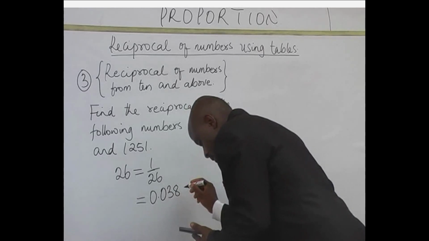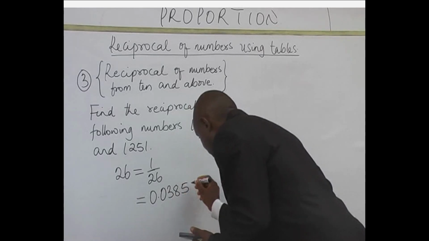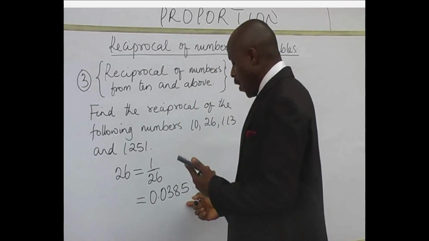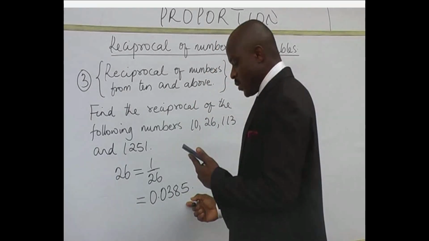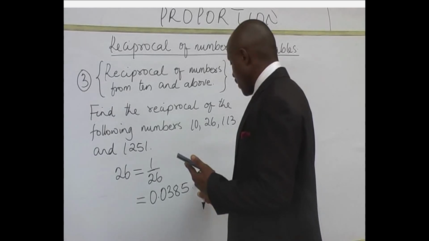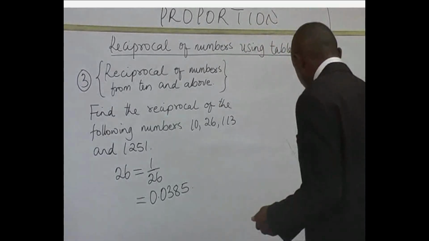0.038, okay, let me say 5. I have rounded it to 4 decimal places: 1, 2, 3, 4. Okay, now let's use our four-figure table.